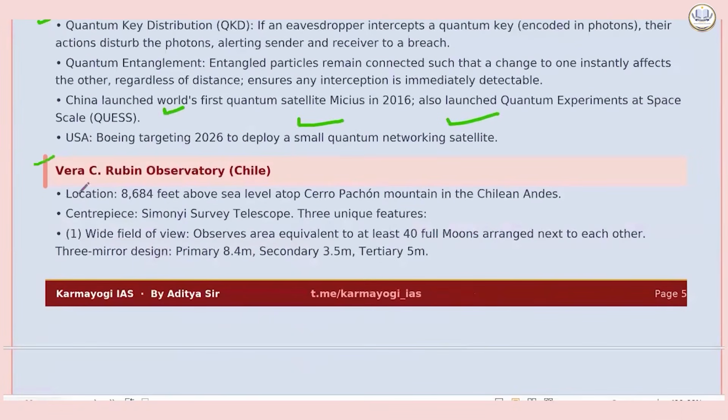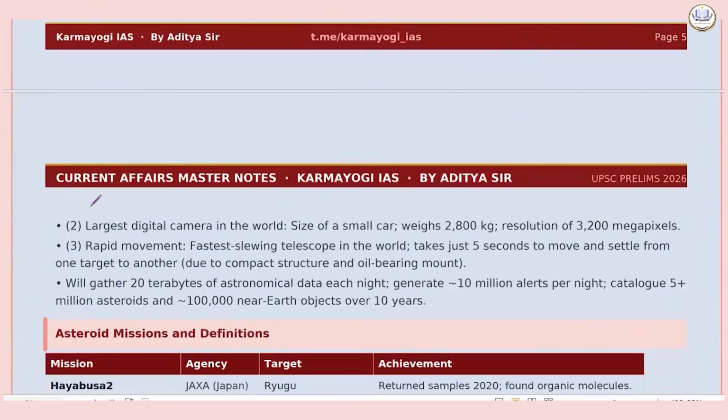And then we have Vera C. Rubin Observatory, Chile, in the Chilean Andes. There is a Simonyi Survey Telescope. Three unique features: it has a wide field of view, observes areas equivalent to at least 40 moons arranged next to each other. Three-mirror design. Primary is 8.4 meter, secondary is 3.5 meter, and tertiary is 5 meter. It has the largest digital camera in the world, size of a small car, weighs 2,800 kilograms, and resolution is 3,200 megapixel. Compared to the best mobile cameras, it is almost 60 times.